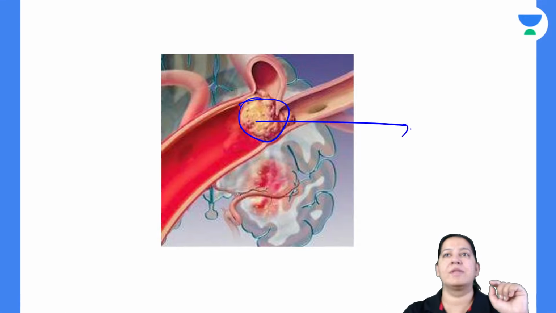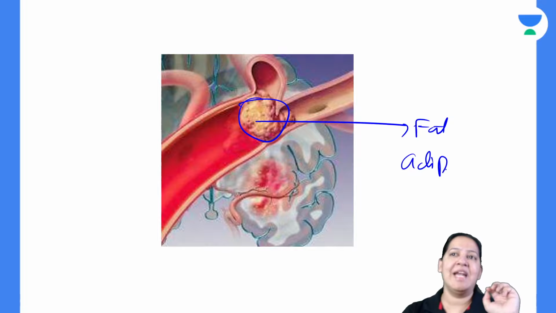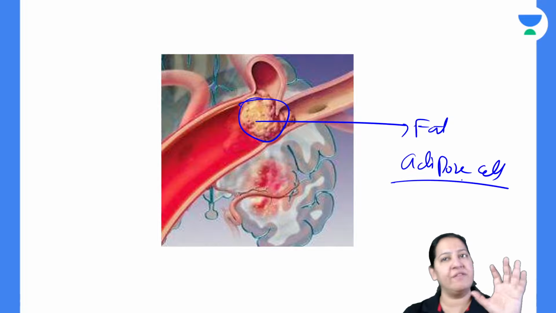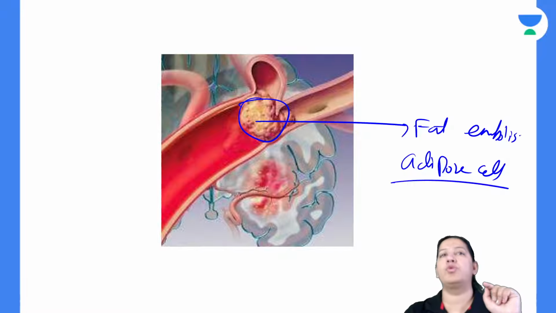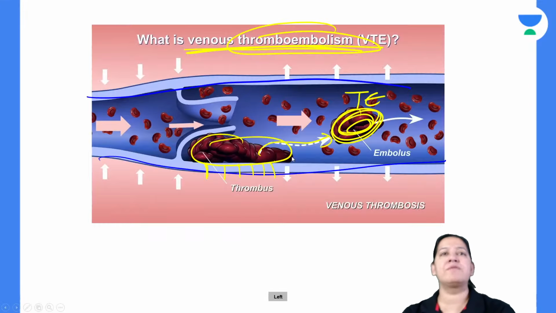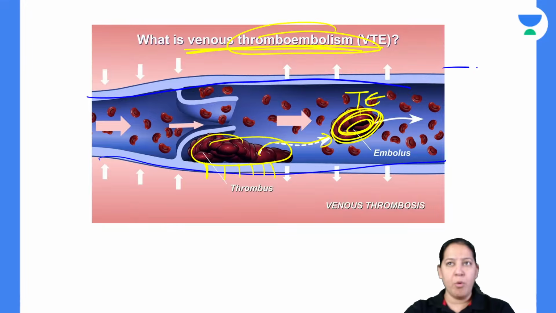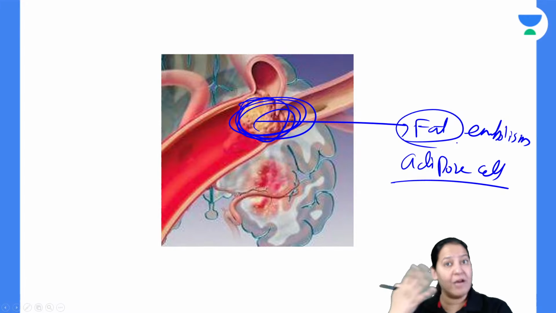It is fat embolism. Fat molecules, the adipose cells, accumulate together and they form a solid embolus. Why fat embolism is formed, I will tell you the reason. Don't worry. So this one is the fat embolism. Can you see it is fat? So the 2 examples of solid in your syllabus are thromboembolism and fat embolism. These 2 are solid.